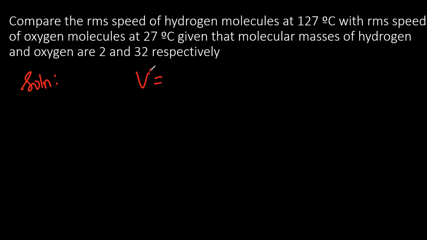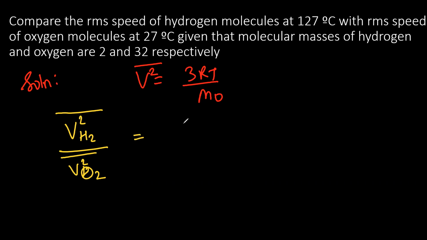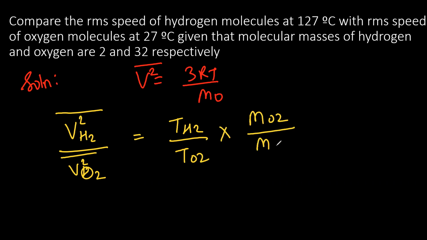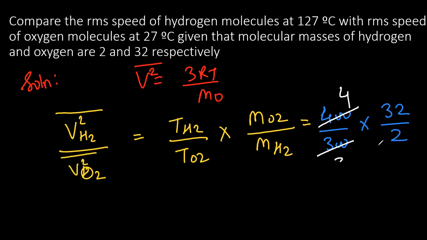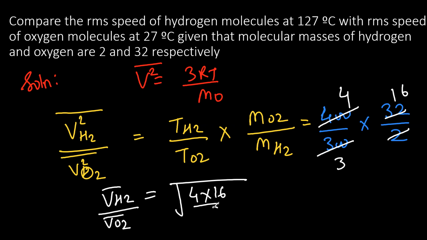So what is the solution? v square bar is equal to 3RT by M. So if I compare and write V H2 square bar divided by V O2 square bar, this will become 3R, and R is constant, so T of H2 and T of O2 in the numerator and M of O2 over M of H2. If I put in the values, T H2 is 400, this one is 300, this one is 32, and this one is 2. So this will become 4 by 3, and this will become 16. So 4 times 16 by 3. If I take a square root, 4 times 16 by 3, so it's 2 into 8 by root 3.